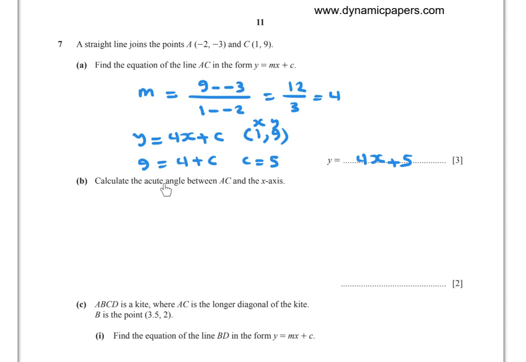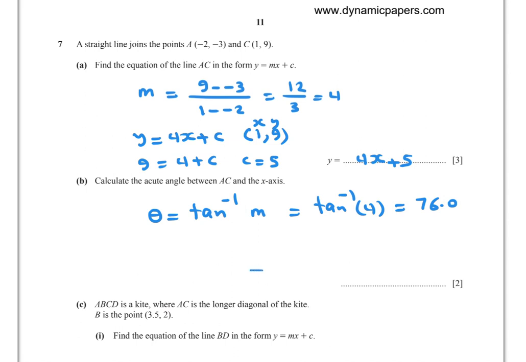B. Calculate the acute angle between AC and the x-axis. We have a rule to find the angle between any line and the x-axis. This angle equals tan inverse of the gradient of the line. So tan inverse 4 equals 76.0 to 1 decimal place.